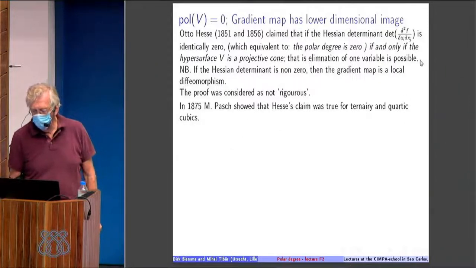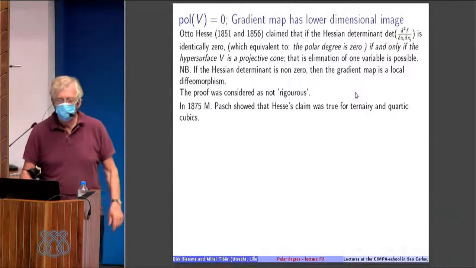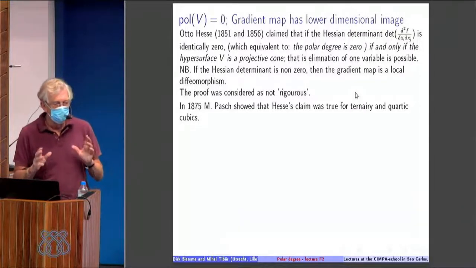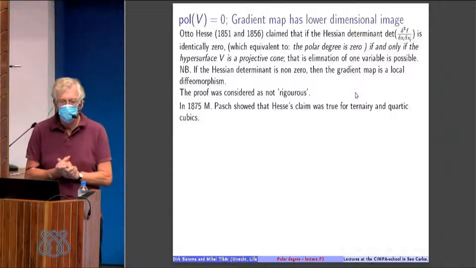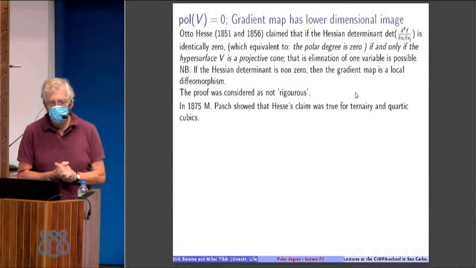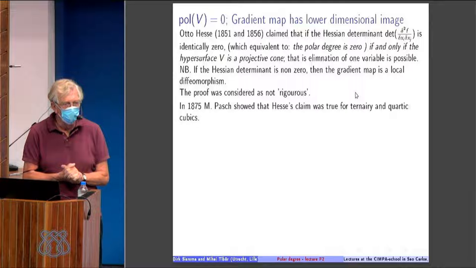Why is this determinant, the Hessian determinant, important? Since the gradient map is regular if its Jacobian is non-zero, and this Jacobian is just the Hessian.